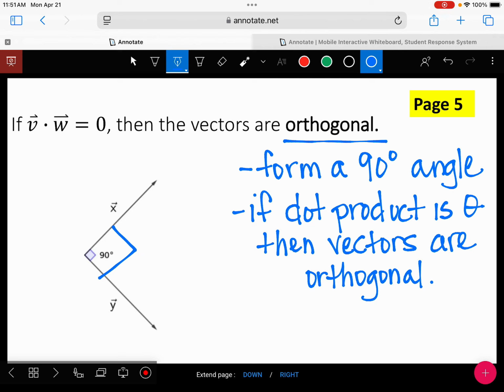What we're going to practice now is figuring out the angle between two vectors. So again, orthogonal means that the two vectors form a 90-degree angle. And one way to find that quickly is if your dot product is 0. All right, do we have that?